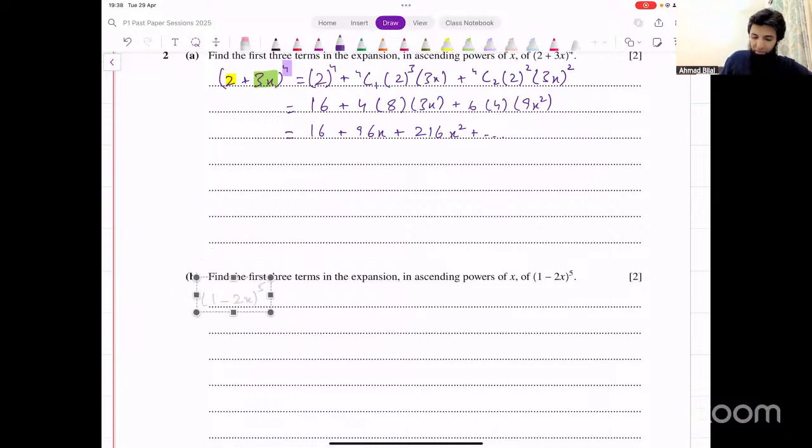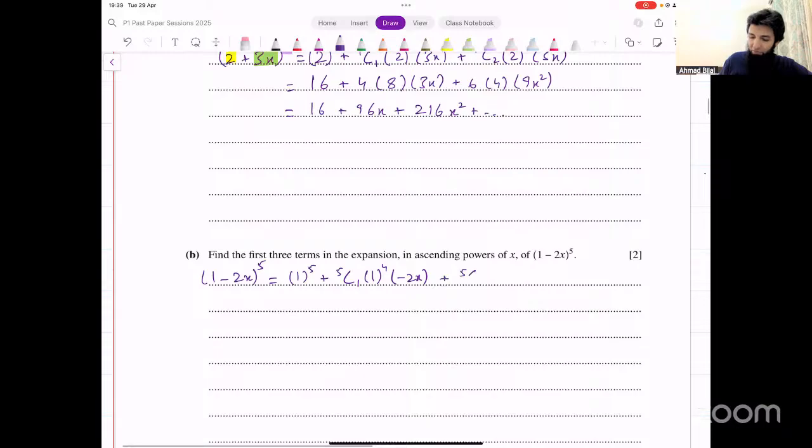Again, let's just input values in that formula. It becomes 1^5 plus 5C1 into 1^4 into (-2x)^1. This whole thing should be taken as the value for b, and then we have 5C2 into 1^3 into (-2x)^2. That's the first three terms. You can simplify this and you get the result from that.